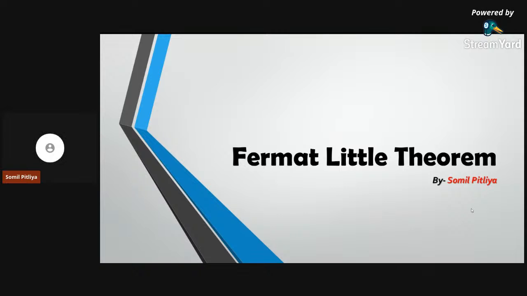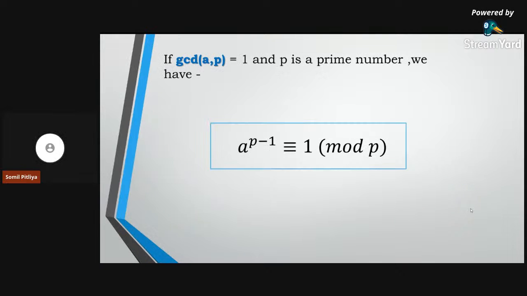Okay, so we are now starting with Fermat's Little Theorem today. We will see the statement and also the proof of Fermat's Little Theorem. So let's start first with the statement of Fermat's Little Theorem. If we have that a raised to power p minus 1 is congruent to 1 modulo p.